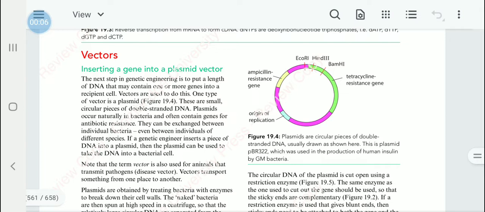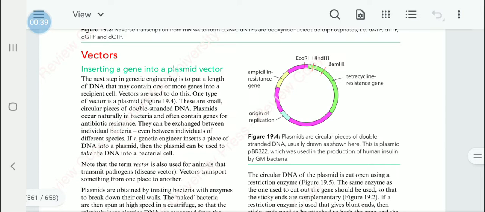Now, vectors. When we spoke about diseases, we spoke about vectors who carry the disease from one person to another. Just like that, in this scenario we are talking about gene vectors, that is, who carries the gene. After genetically engineering the gene, how do we transfer it to a cell? Who carries the gene into the cell would be defined as a vector.